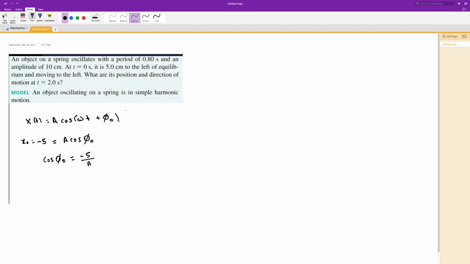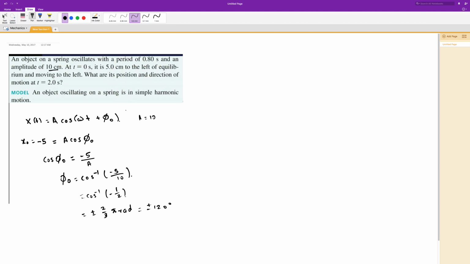I can also rearrange this equation. I have to find the phase constant, so I can take the cos to the other side. So this is going to be cos inverse of minus 5 over A, minus 5 over 10. The amplitude is provided right here, so we can write A is equal to 10, so this is going to be minus 5 over 10. If I solve that, that will become cos inverse of minus 1 over 2, so this could be plus or minus 2 by 3 pi radians, and that is equal to plus or minus 120 degrees. So we found out the phase constant.